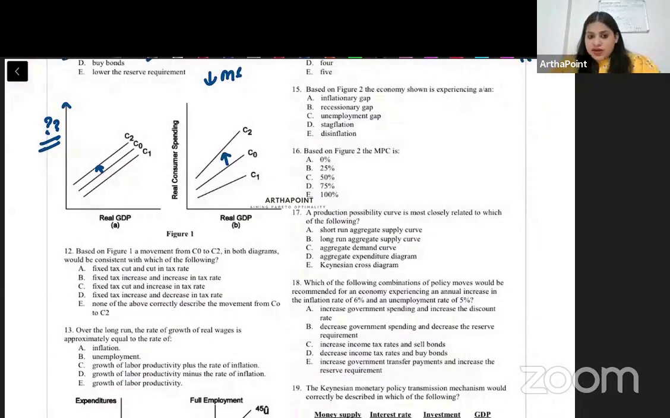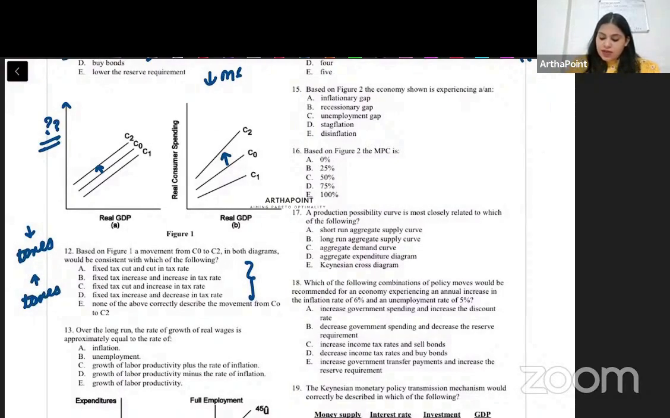This is all about taxes. If you reduce the taxes in the economy, consumption should increase, so the consumption curve will shift rightward. But if you increase the taxes in the economy, consumption should be lower, so the consumption curve will shift backwards. It will reduce. It depends on which diagram I'm looking at. Now let us think a bit. My consumption is on the y-axis, and my real GDP is here.